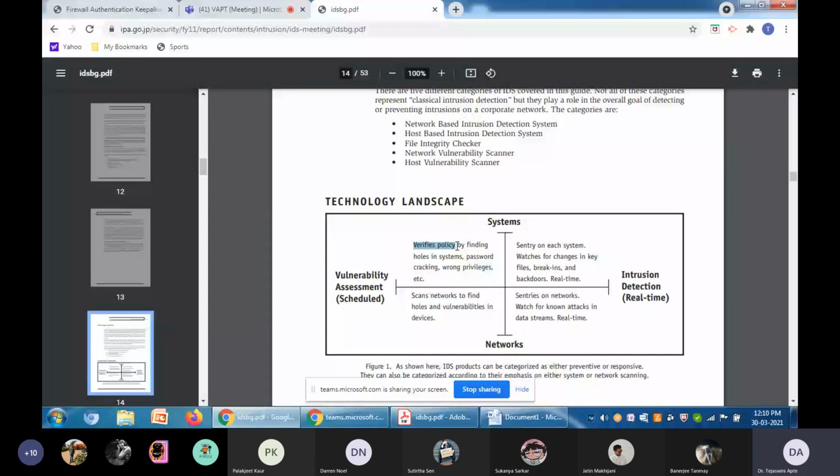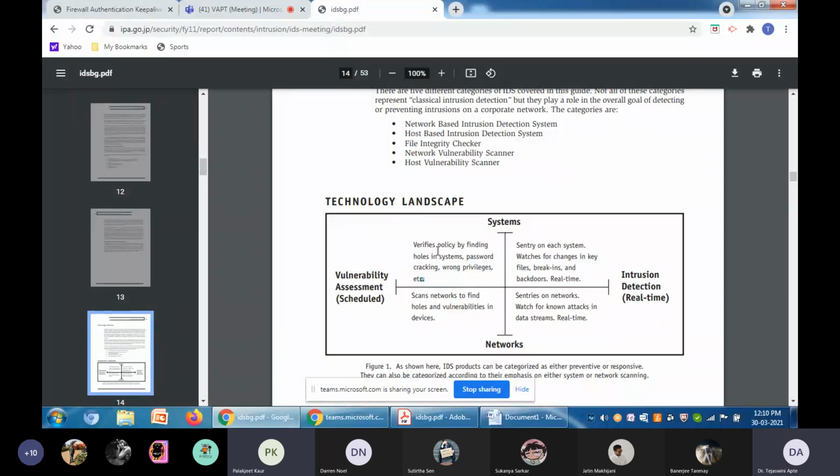Exactly. So ma'am, are we going quadrant-wise, like first, second, third, and then fourth? Yeah. I'm saying verifies policies is the first quadrant, then scanning network is the second, then sentries on networks is the third quadrant, and sentry on each system is the fourth quadrant. Is it? Okay, how to read a quadrant? Can anyone tell me? Ma'am, it's a graph terminology, if you remember. XY coordinates.